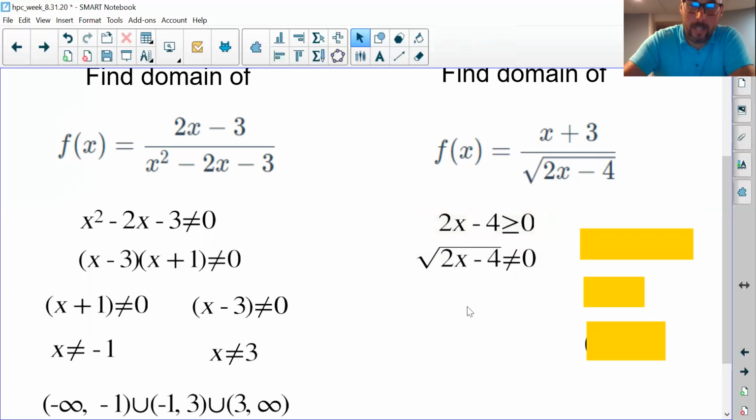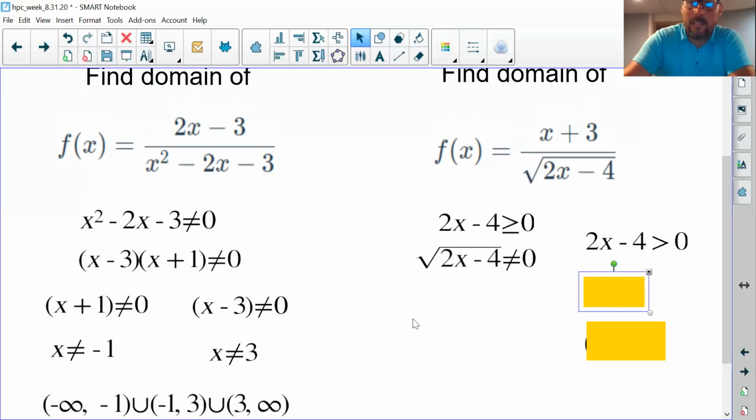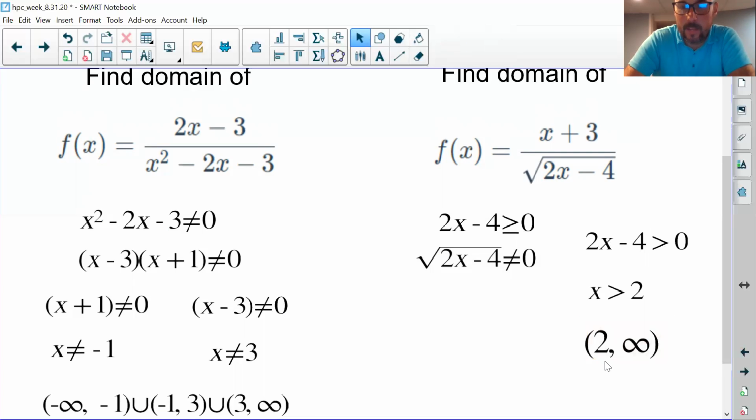2x minus 4 can't be negative. So both of these things have to be true. Well, if they're both true, then this is the consequence. 2x minus 4 is just greater than 0. Notice it's just like this, except it got rid of the or equal to, because 2x minus 4 can't be 0, because then I would be divided by 0. So it just is greater than 0, which means x is greater than 2, which means this is my interval. Not including 2, just greater than 2.